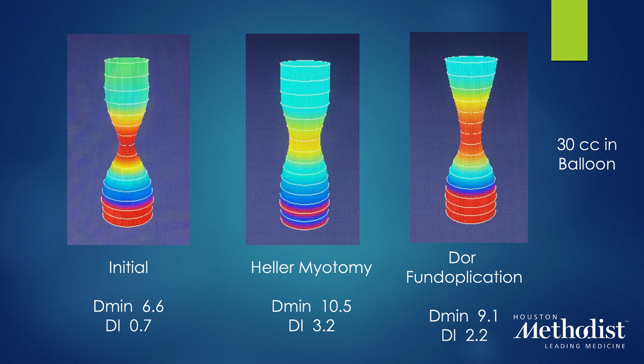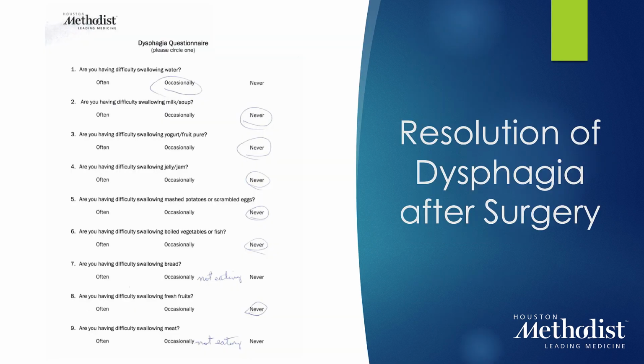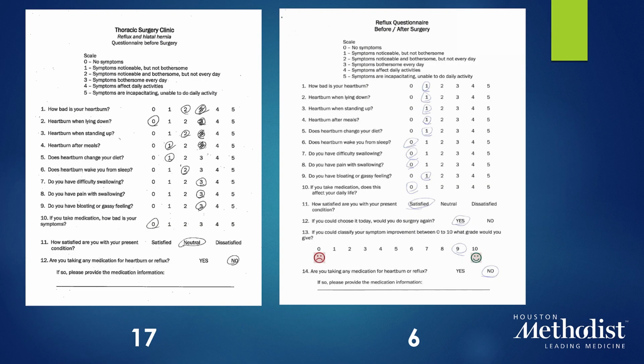The minimal diameter increased to 10.5 as well as the distensibility index increased to 3.2. Finally, once we performed the Dor fundoplication, the minimal diameter decreased to 9.1 and distensibility index decreased to 2.2. At 1 month follow-up, the patient had resolution of dysphagia symptoms and improvement in her reflux symptoms.